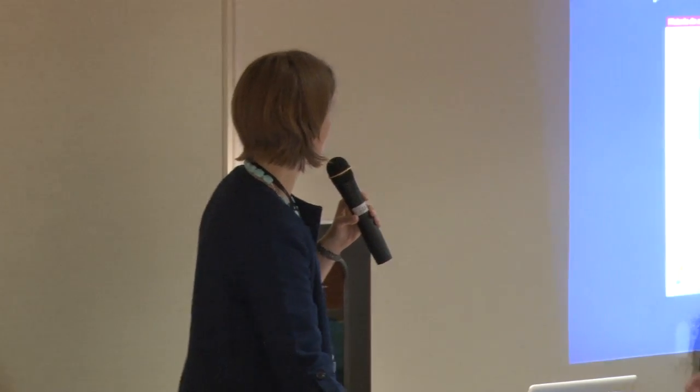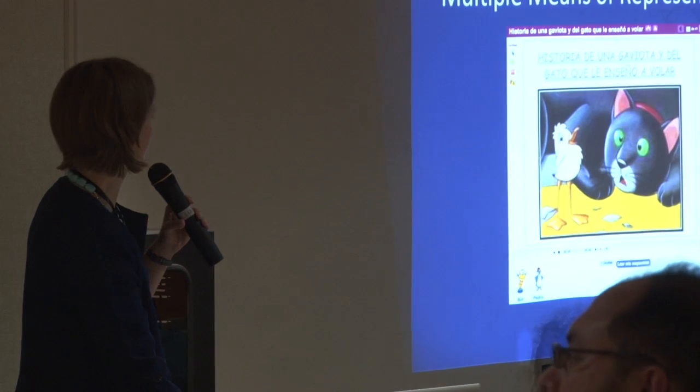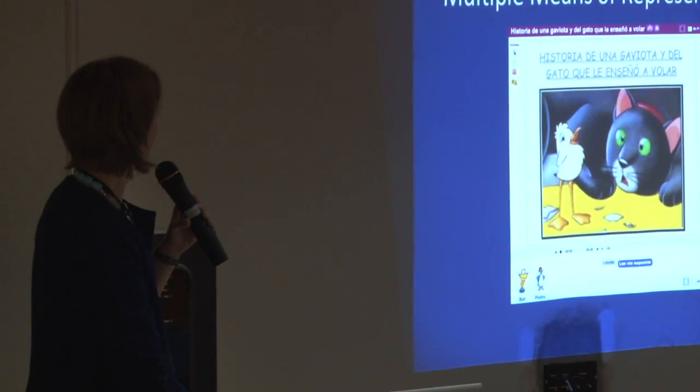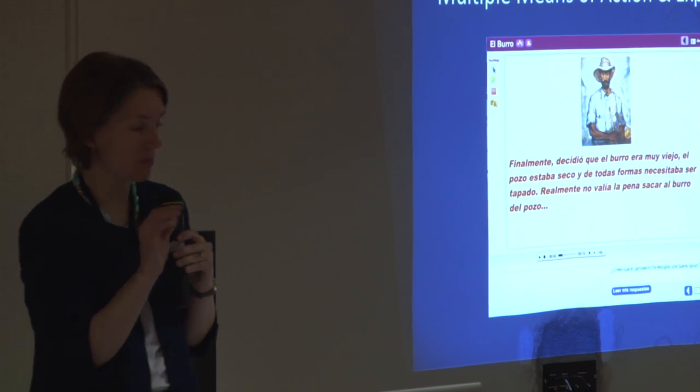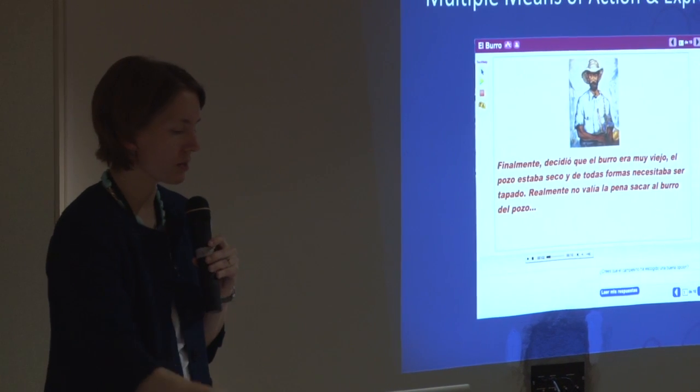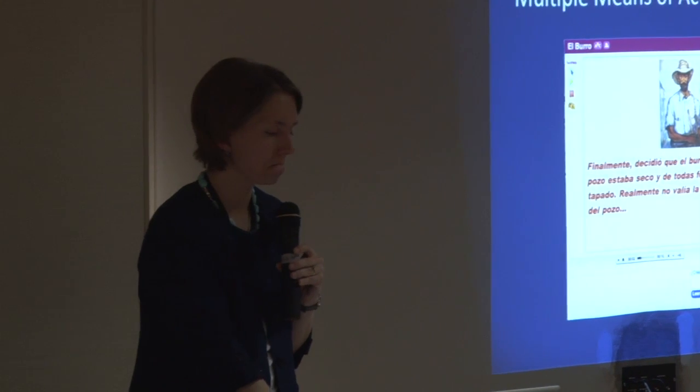So again, they use multiple means of representation. So there's text, there's images, there's audio. Multiple means of action and expression. Not as many as we would like, but there is the opportunity to put in answers to questions. And then multiple means of engagement, where the author can think about different ways that they might engage students with the material, whether it's through different images or different levels of scaffolding or things like that.